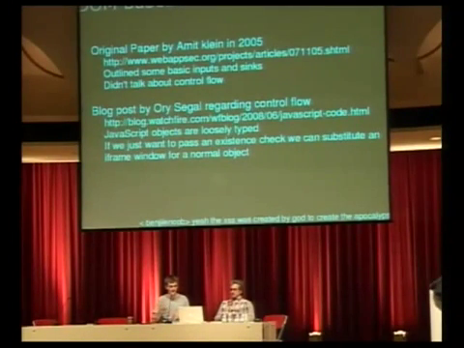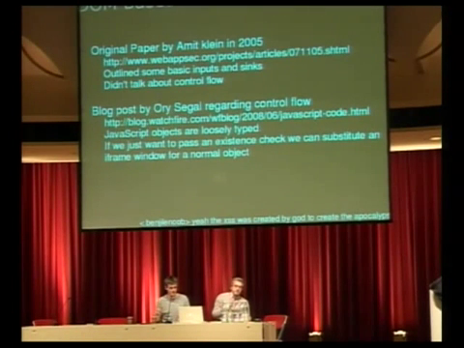So the paper that Amit wrote talked about some of the basic inputs and basic sinks for DOM-based XSS. It talked about what objects in JavaScript an attacker can control and what sinks in JavaScript it would be useful for an attacker to control input to. It didn't really talk about control flow at all. It pretty much assumed that control flow worked exactly as the language specified, and that the same origin policy was enforced properly for everything. We'll talk about that a little bit later.